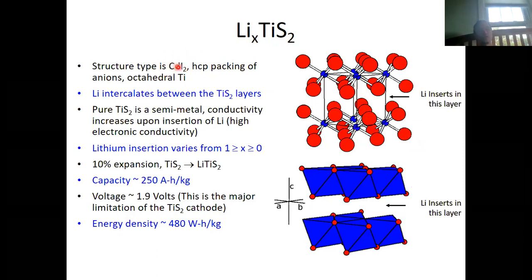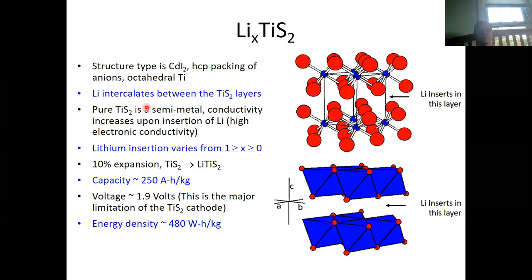And as you know, in the cadmium iodide structure, we have a hexagonally close packed structure of anions with 50% of the octahedral sites being occupied in a layered fashion. So in this case, sulfide ions make the hexagonally close packed structure, and 50% of the octahedral holes are occupied by titanium. Okay, so again, you have a sheet structure here.